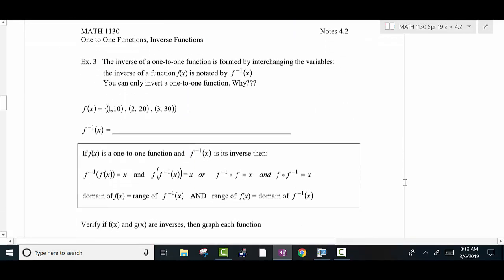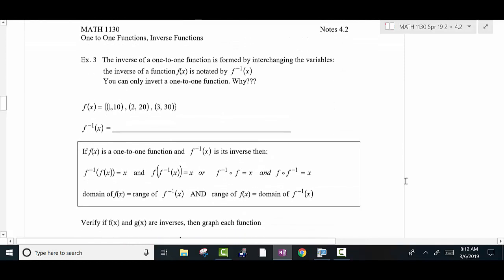Okay, so if we go to the next page, this is where we get into the idea of what an inverse function is. First of all, you do an inverse only of a one-to-one function. This says you can only invert a one-to-one function. So if the function's not one-to-one, then it's not going to have an inverse. Now, let me explain this.